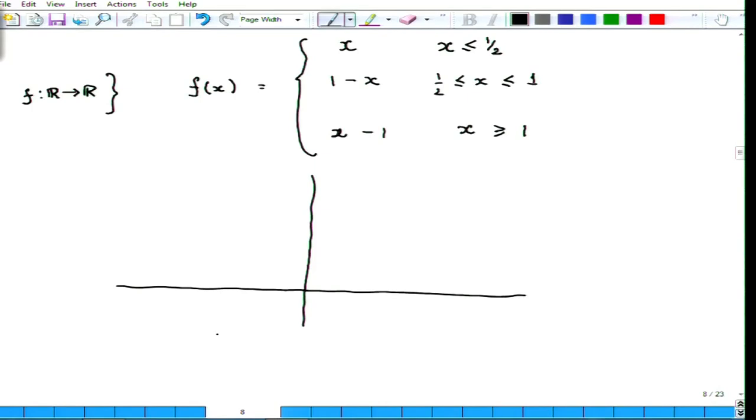So here I draw the graph up to x equal to half. So at x equal to half, y is also equal to half because of both of these. So this is x equal to half. And then I come down to x equal to 1, and then I go up at an angle of 45 degrees. So this is my graph.